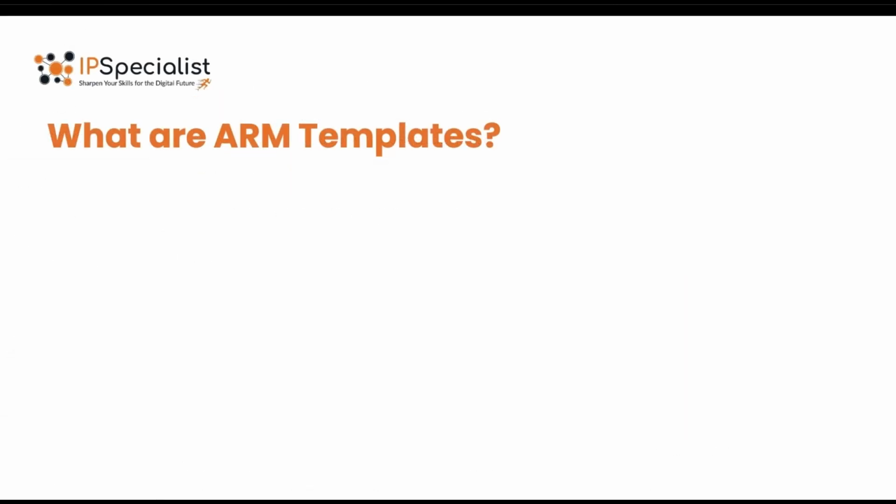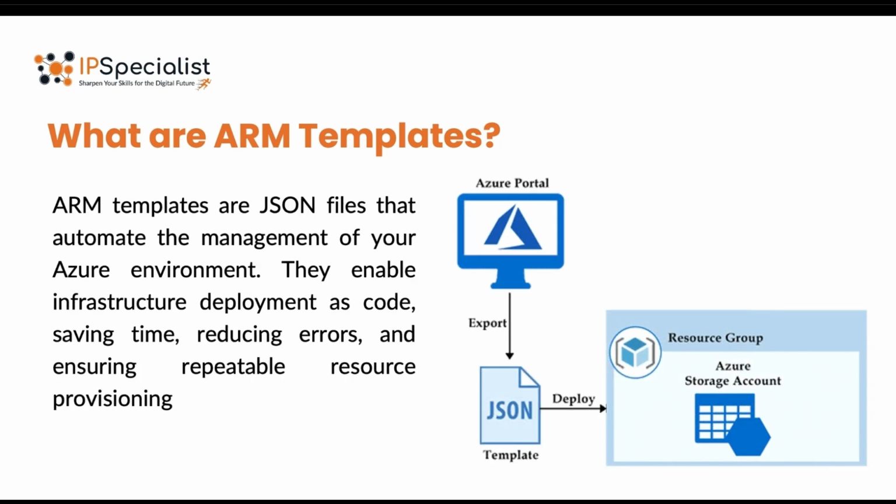Alright, now let's first talk about what exactly are ARM templates. Azure ARM templates are a simple way to define and deploy your Azure cloud resources using code. They're written in JSON and tell Azure exactly what resources you need and how you want them configured. Whether you're using Azure Portal, CLI, or PowerShell, Azure Resource Manager uses these templates to set up your resources quickly and reliably, ensuring your infrastructure is consistent and error-free.